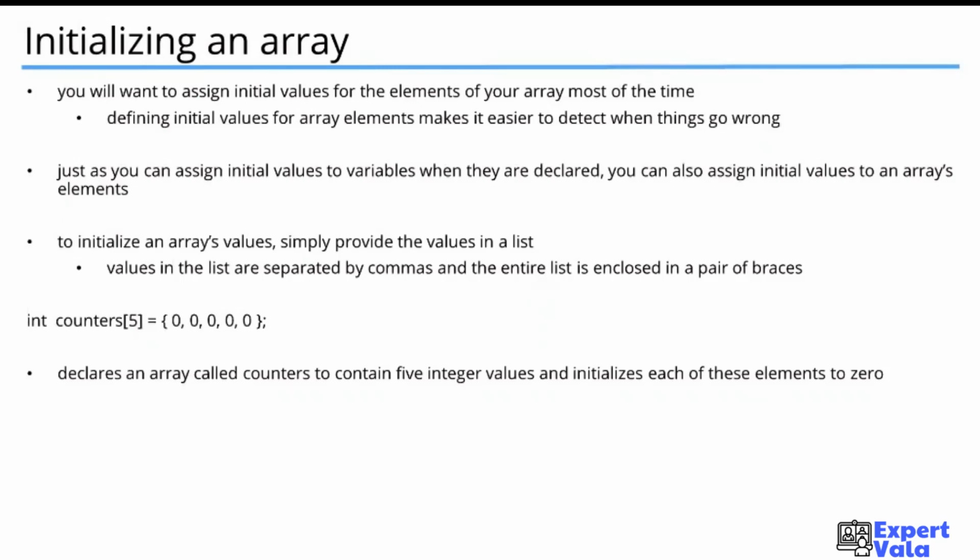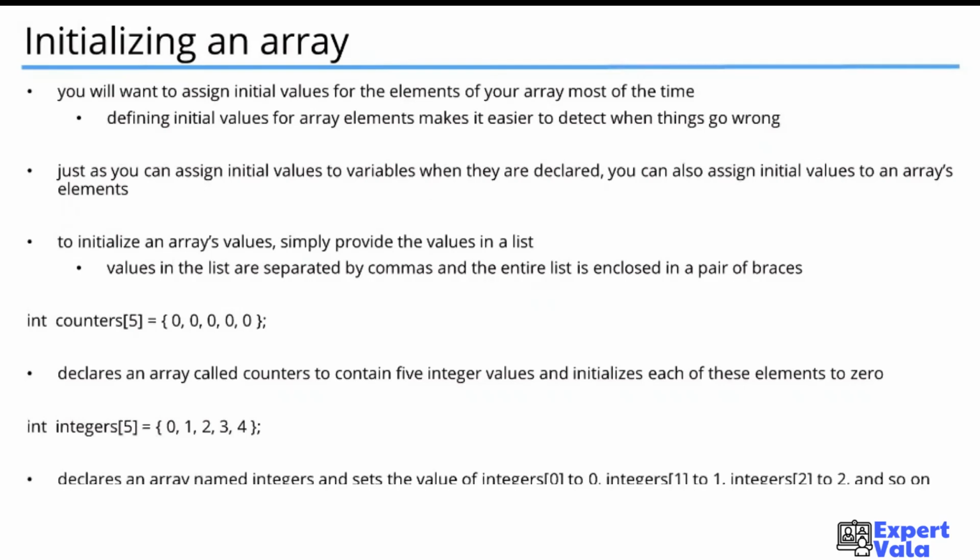If we have another array and we name this array integers and it's also of size 5, and then we have in our curly braces after the assignment operator 0, 1, 2, 3, 4, what that is doing is assigning the first element of the integers array to 0, the second element to 1, the third element to 2, the fourth element to 3, and the fifth element to 4. It's a nice syntax where you can immediately initialize the array when you declare it by just providing numbers separated by commas inside brackets.